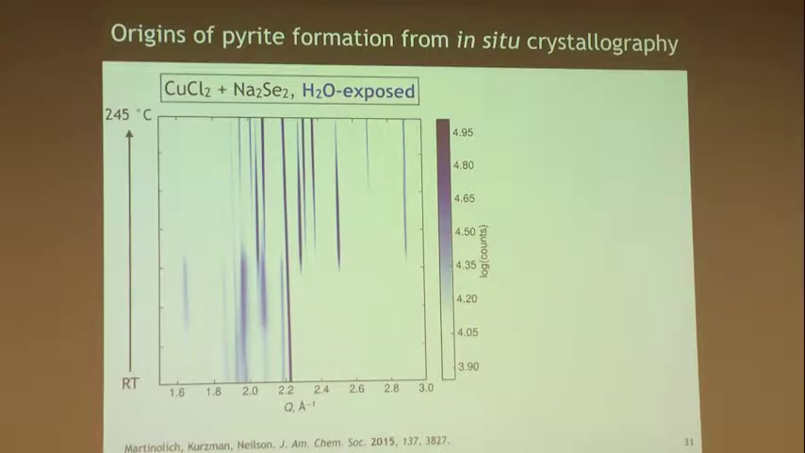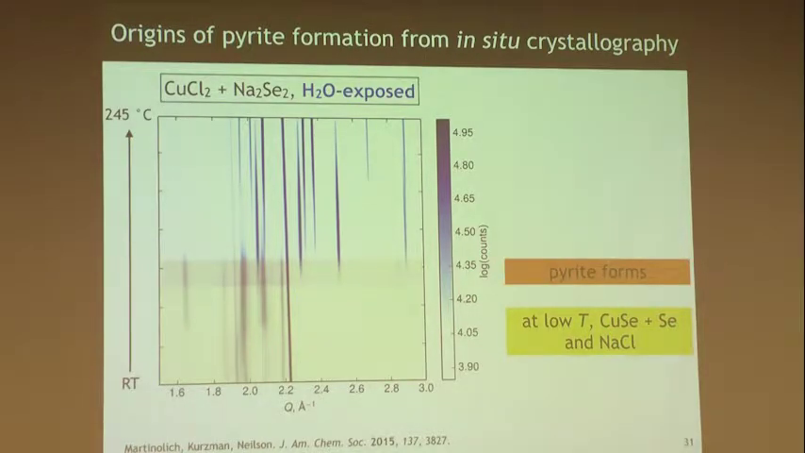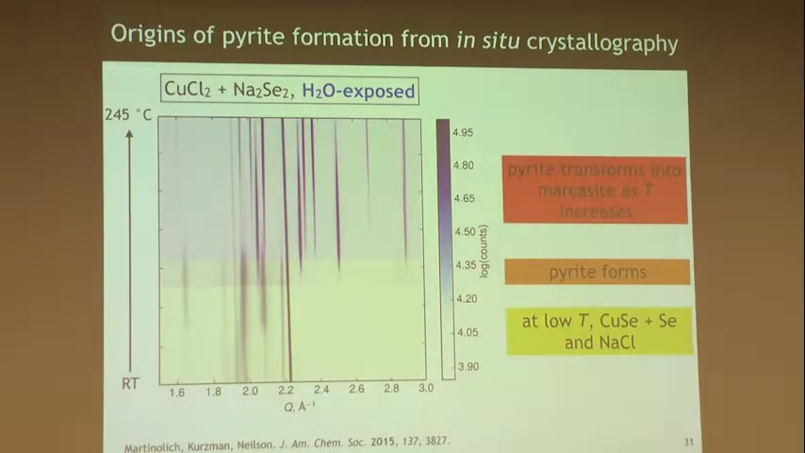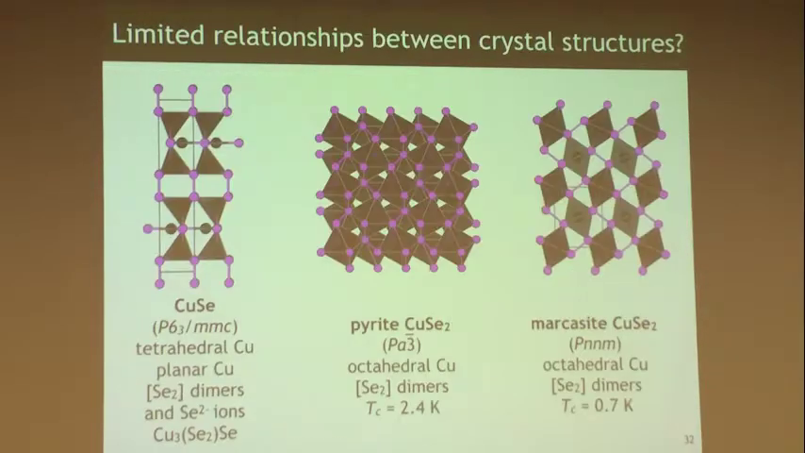So how does this happen? We can use in situ crystallography, again, showing effectively reactants going to products. But this looks a little different. In this case, we actually see 2 crystalline things forming just at room temperature, CuSe and selenium, along with the sodium chloride. These then form pyrite, and then the pyrite transforms into what we expect to be the thermodynamically stable polymorph, marcasite. So let's take a look at what this looks like from a crystal structure perspective.